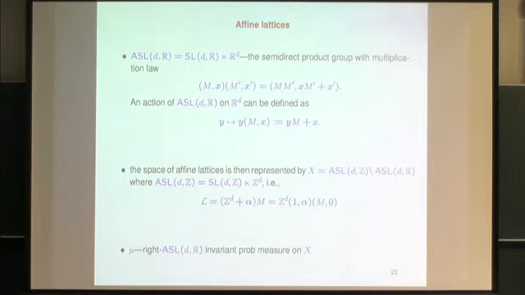So instead of fixing a lattice which is centered at the origin, you can also translate that lattice, right? And so you can also talk about random affine lattices by simply translating your initial point randomly on the unit torus.